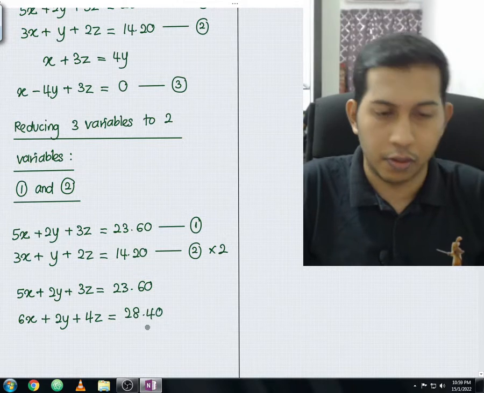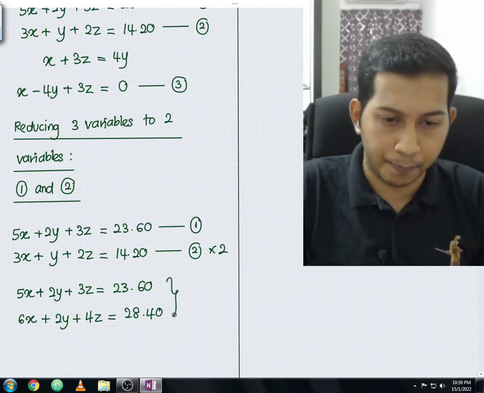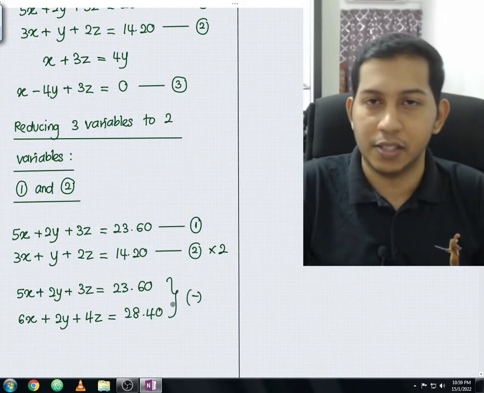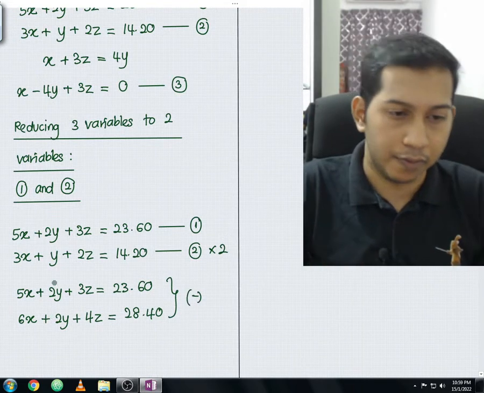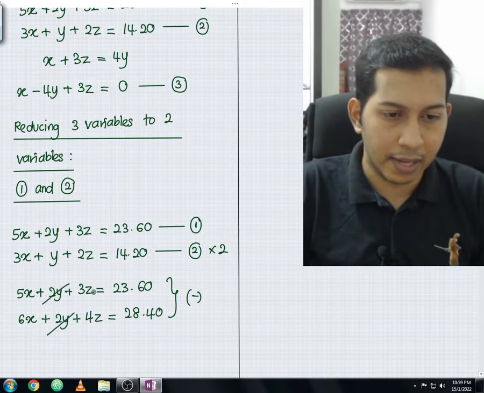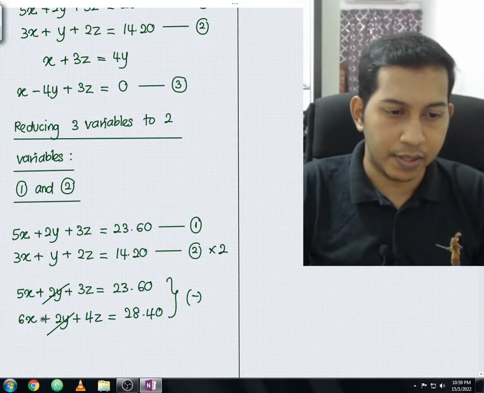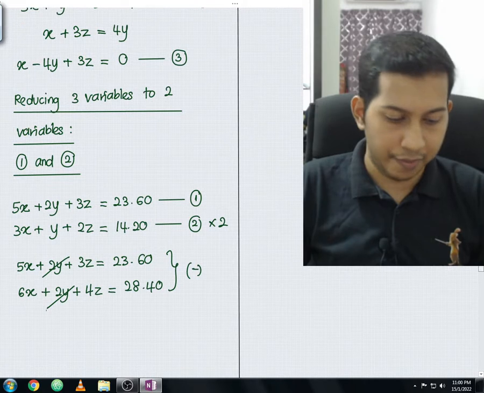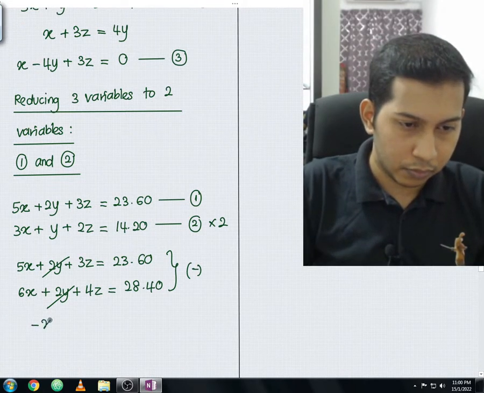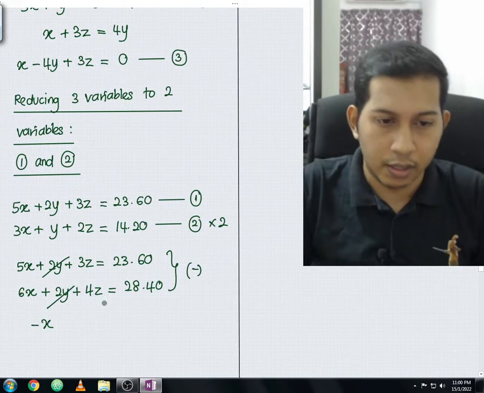Okay, so from here, in order for the y variable to get eliminated, you need to subtract these 2 equations respectively. Once you subtract these 2 equations, the y variable will get cancelled off, so it will become 0. Let us start to solve the left hand side first, followed by the right hand side. 5x minus 6x, you get negative x. 3z minus 4z, you get negative z.